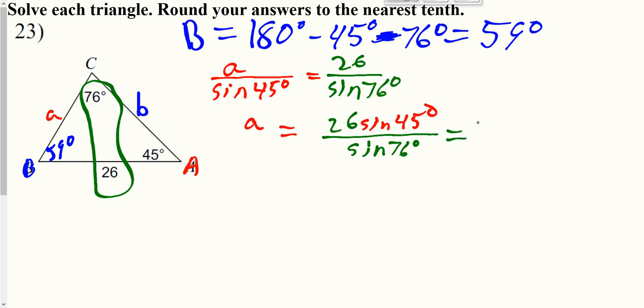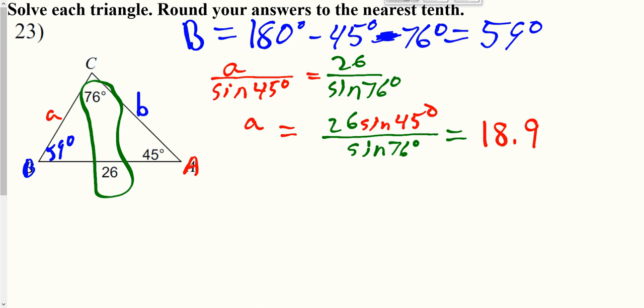And then I can type that into my handy-dandy calculator. So I'm going to go 26 sine 45, close my parenthesis, divide sine 76, close my parenthesis, and type it in, and I would get to the nearest tenth 18.9.